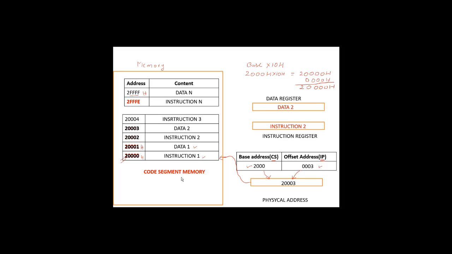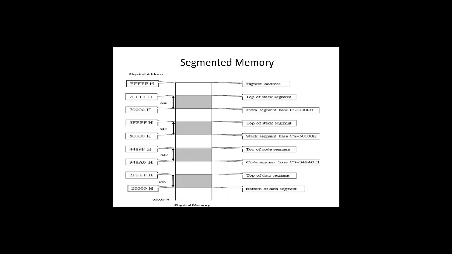Suppose, for example, it is data segment memory, then the base address will be provided by the data segment register, and the offset address will be taken from the BX register or SI register or DI register, like that. We will see this in detail in coming sessions. Likewise it will execute up to the last instruction, then stop the execution. So this figure shows the segment memory locations in the entire 1 megabyte of memory.